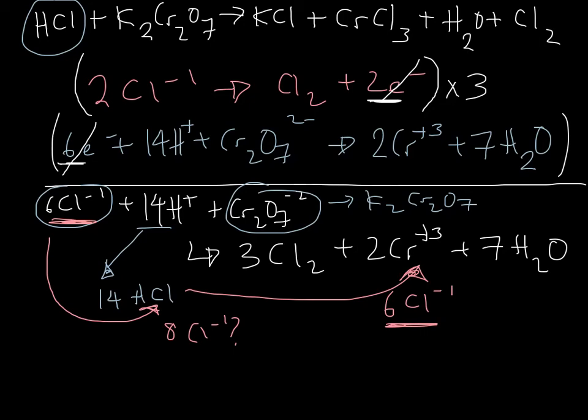And 6 of those 8 were oxidized. So if I look at my 3Cl2 on the product side, 3 times 2 is 6. So of those remaining 8, 6 of them got oxidized into the diatomic chlorine. 8 minus 6 leaves me with 2 more chlorides that I have to account for. But we have to think about the potassium.